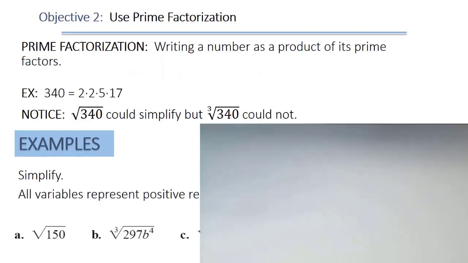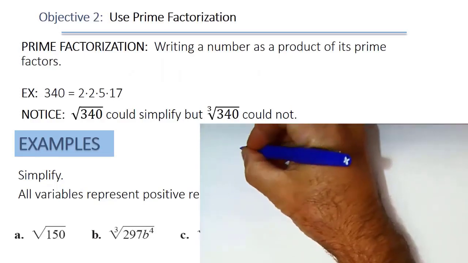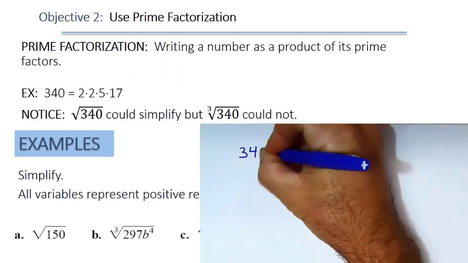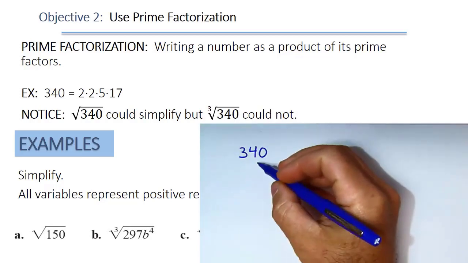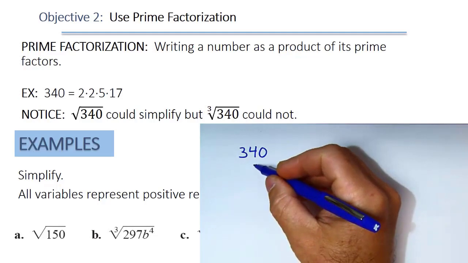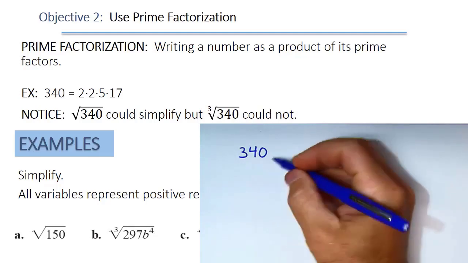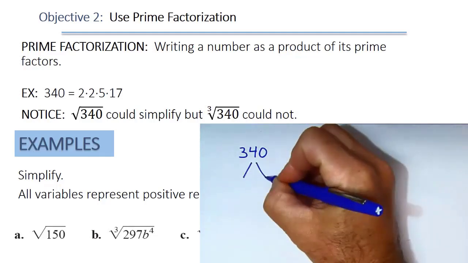Okay, well sometimes it's not so easy to tell how to simplify or to break up that root, so we're going to use the prime factorization. A little refresher here because you've seen this before somewhere in your math history. Take the number 340. To find the prime factorization, that is to say all the primes that multiply to make 340, we make a factor tree.